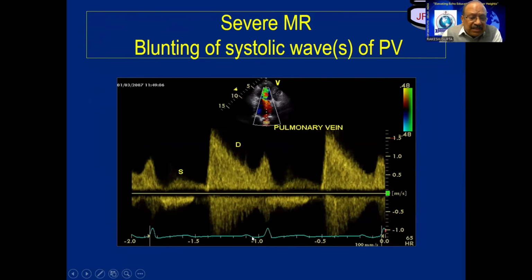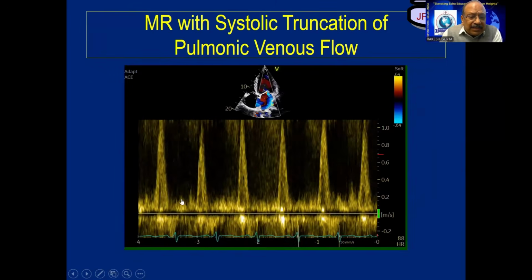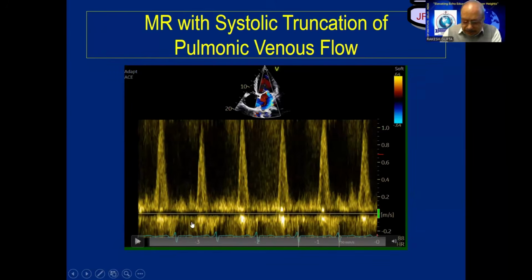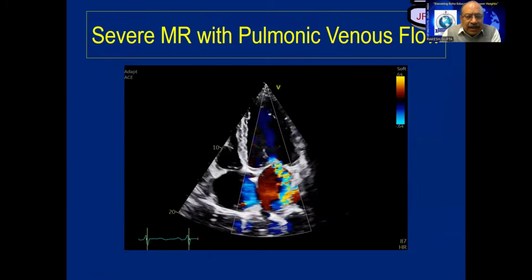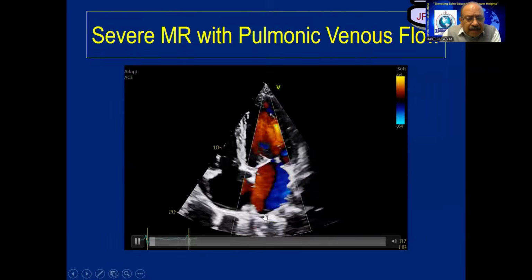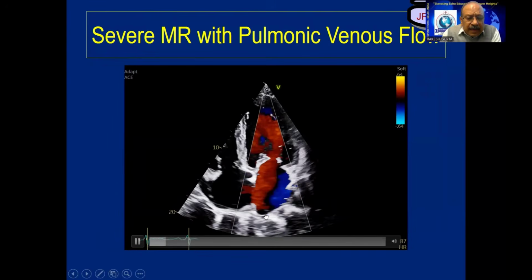You can't do it without ECG gating. Take my words. And sometimes not even this, the flow becomes reversed. Not only does truncation happen, the systolic flow will become reversed. Now think carefully what exactly this MR is doing to this pulmonary venous flow. During systole, whatever blood is coming from the pulmonary vein is being hit by the regurgitant flow. And this regurgitant flow obstructs the flow from the pulmonary vein to the LA. So much so that in severe MR, if the jet is very significant, it hits back into the pulmonary vein and causes a reversal of flow in the pulmonary veins.